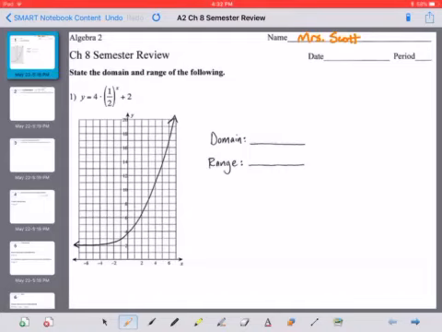Chapter 8's a pretty long one, so let's jump right in. When we're talking about domain and range in Chapter 8, we're talking about graphs that look like this right here. The domain, in almost all cases, is all real numbers, because you can plug in anything for x. The range, however, depends on where this graph is leveling off. So you probably notice here it's leveling off at 2, and it's above this line y equals 2. Well, if it's above, that means the y's could be anything greater than 2.